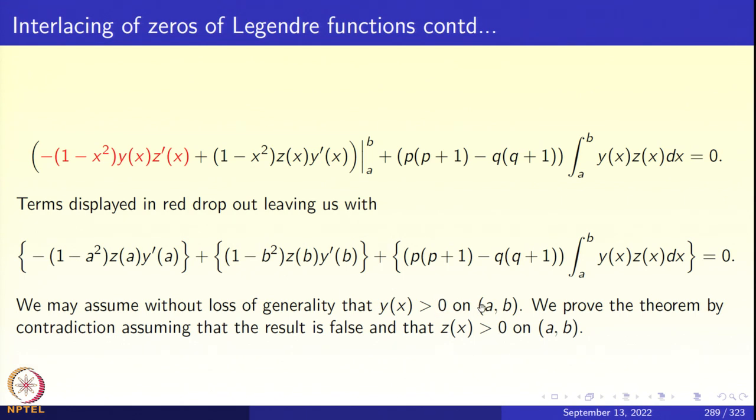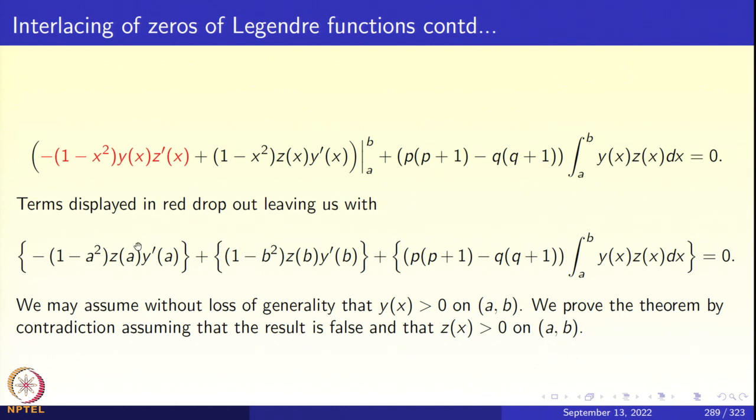Now z(x) doesn't vanish in (a, b), that we make as an assumption, that is we prove it by contradiction, and we'll try to arrive at a contradiction. We shall assume that z(x) is non-vanishing in the interval (a, b). Again replacing z by minus z if necessary, I may assume that z(x) is always positive on (a, b), and we will arrive at a contradiction.